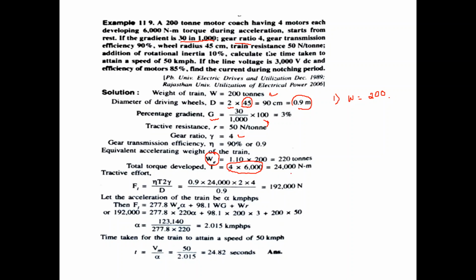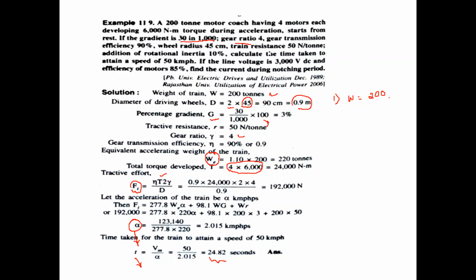Now what we have to find out here is the current during the notching period. To do that, we first have to find out the tractive effort from the torque, which is given. From the tractive effort, alpha is calculated, since acceleration is not given. From that the acceleration is calculated, and from the acceleration, the time taken for the train to attain the speed is calculated.